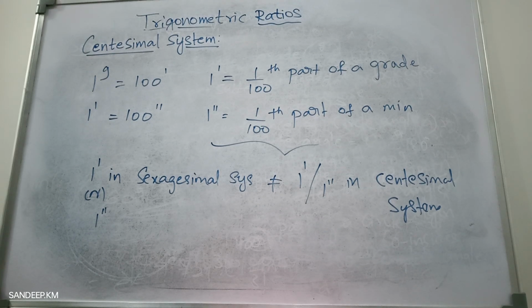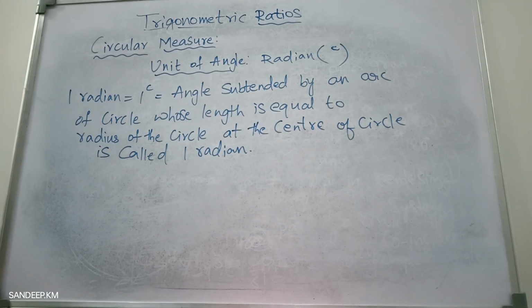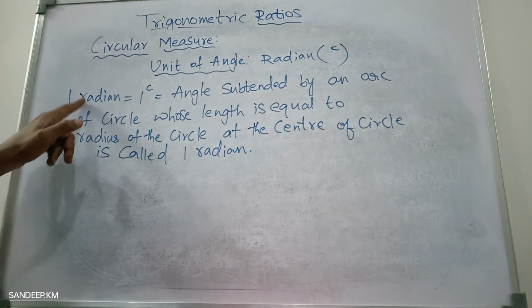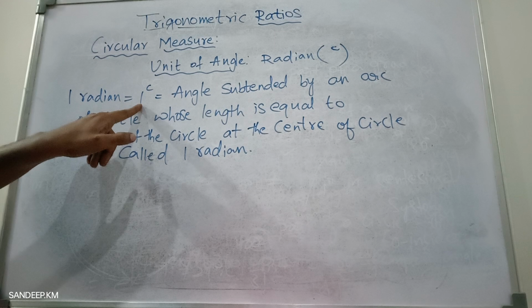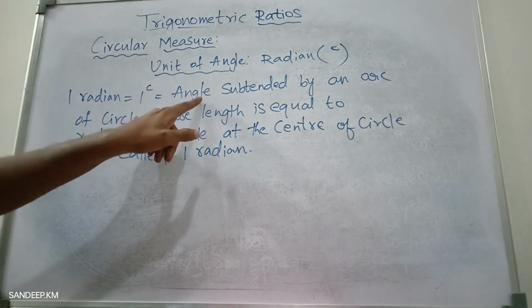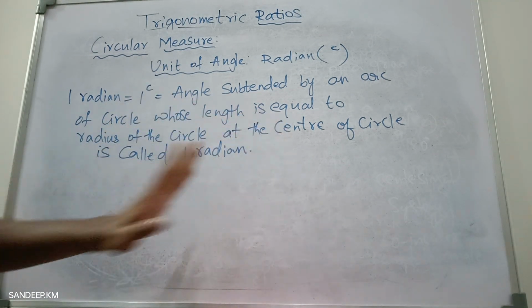Okay. Next, let us discuss the third measure, which is circular measure. In circular measure, the unit of angle is the radian. This is the symbol of radian. So 1 radian is represented like this. And how do we define 1 radian? It is the angle subtended by an arc whose length is equal to the radius of the circle. So it is the angle subtended by such an arc at the center of the circle.